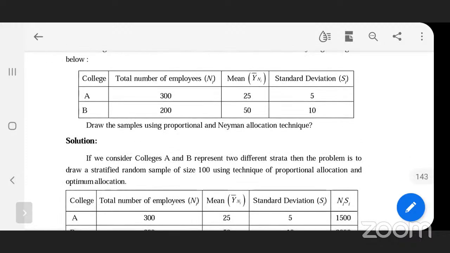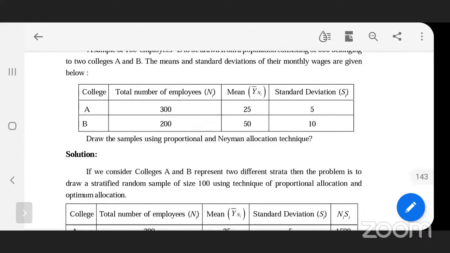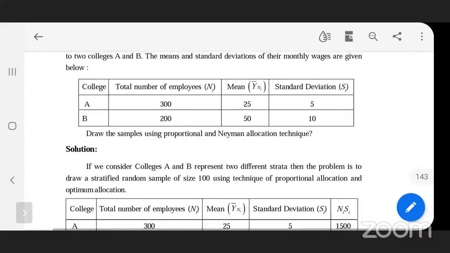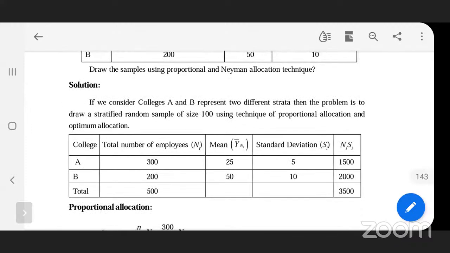Next, let me take one problem. 100 employees are to be drawn from a population consisting of 500 belonging to two colleges, A and B. The mean and standard deviations of their monthly wages are given below. Draw the samples using the proportional and Newman's allocation techniques. We are applying both techniques here, which is the most important. Next, the colleges A and B represent two different strata. Then from the population, we draw a stratified random sample of size 100.